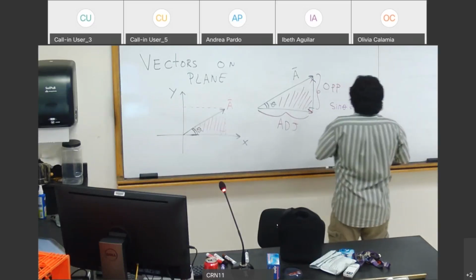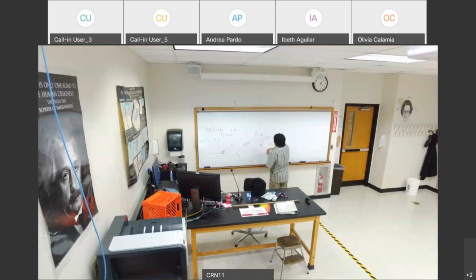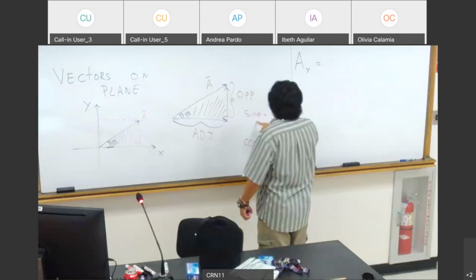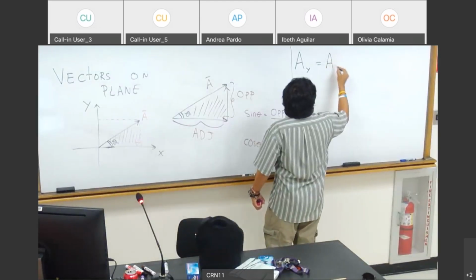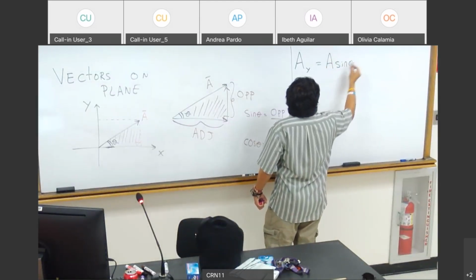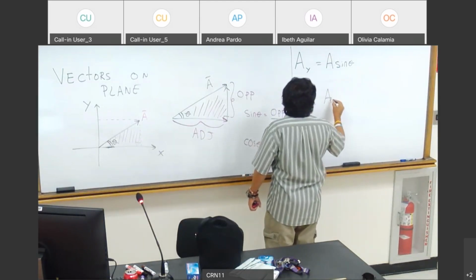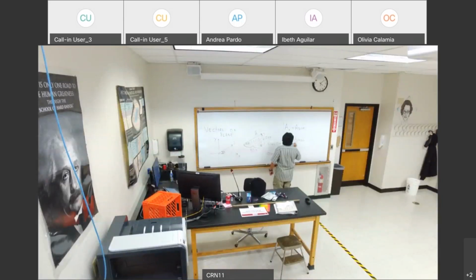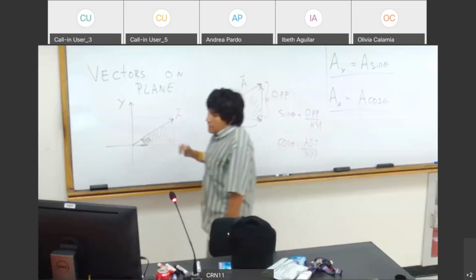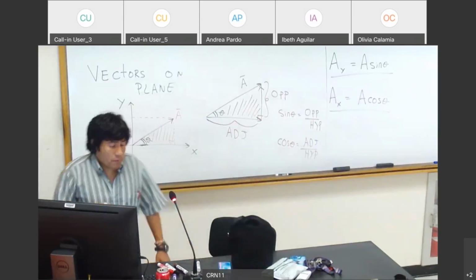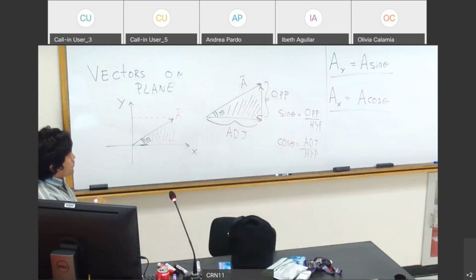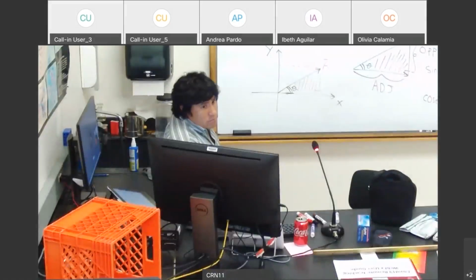Let's put this in here. The AY, which is the vertical component, because it's the opposite, will be A sine theta. And AX will be A cosine theta. That's the only thing that you need to remember. All right? So that's how you break vectors into components. And that works for any vector on the plane.